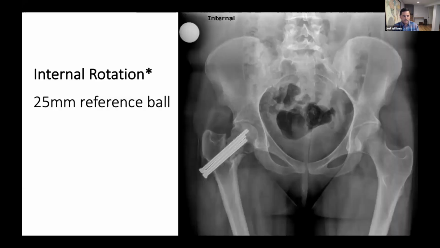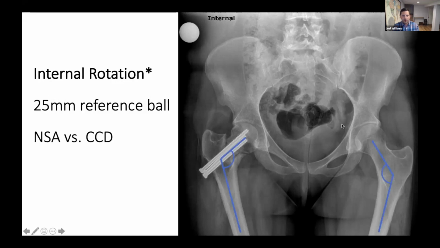And then really, I find the most value in this image. This is a patient positioned supine with max internal rotation. There's a reference ball up here so you can calibrate the image, which helps in the preoperative planning section.